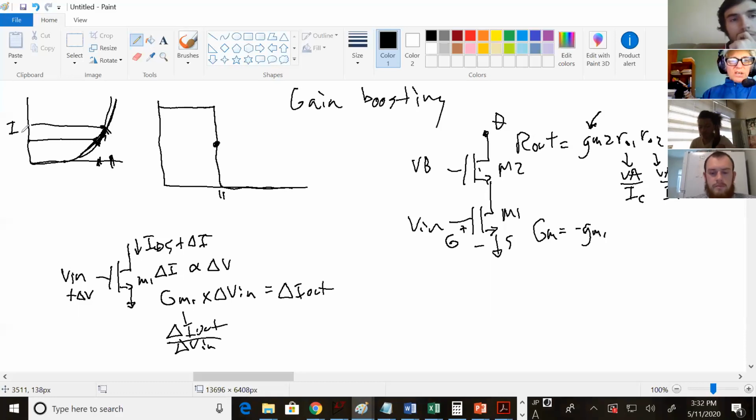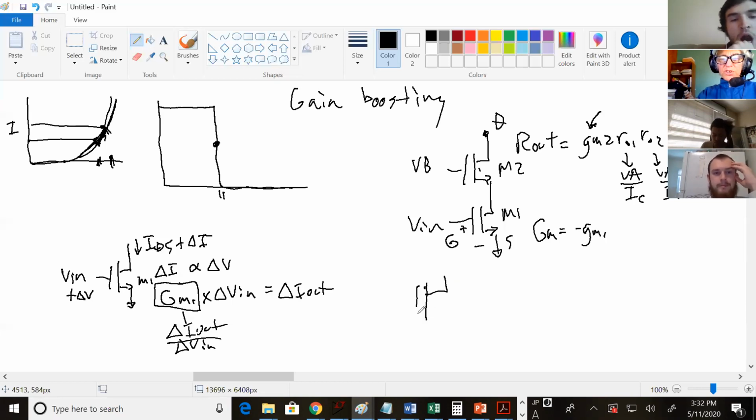Okay. But yeah, so this I out is proportional to that. It's not the perceived transconductance. It is the transconductance of this amplifier. So this GM1 is the transconductance of this amplifier. So I'm going to do something here. This is version 2.